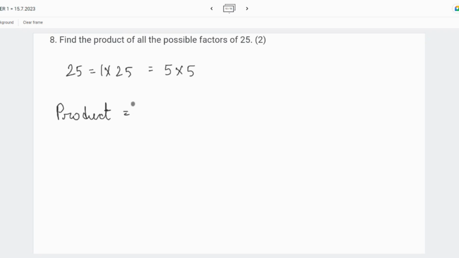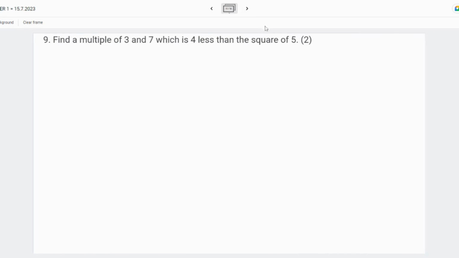You have to notice that it is written over here all the possible factors and not only prime factors. In question number 7 it was written only the prime factors, and over here it is written all the possible factors. So I have 1 and 25 and 2 5s. 25 into 25, which gives me 625. Please do the calculation and find out 25 into 25 equals 625. I already know it by heart, so I have written it.